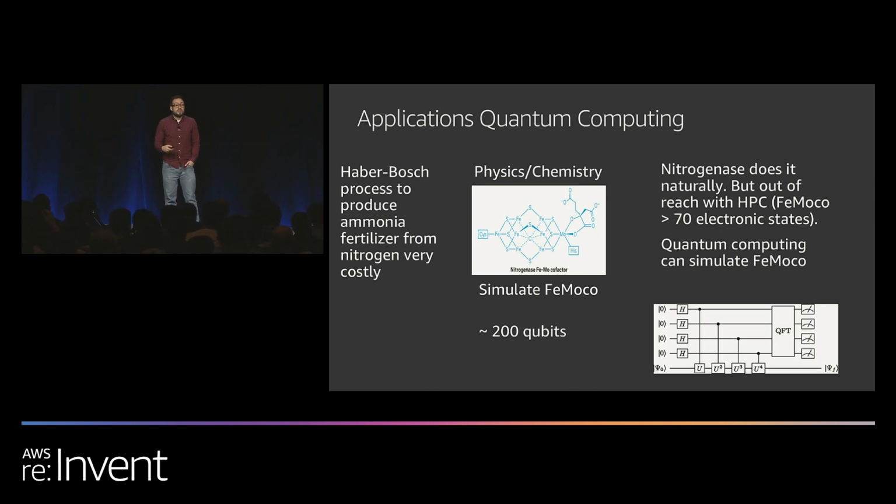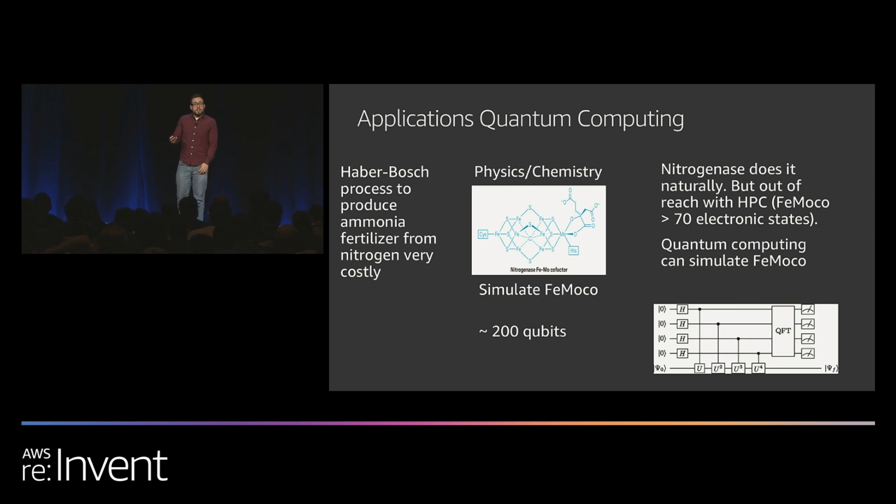But it's out of reach to really understand what's going on there. Because nitrogenase is an enzyme that does it there. And the cofactor, a key component of this enzyme, is a molecule called the FeMoco. And this has more than 70 electronic states.